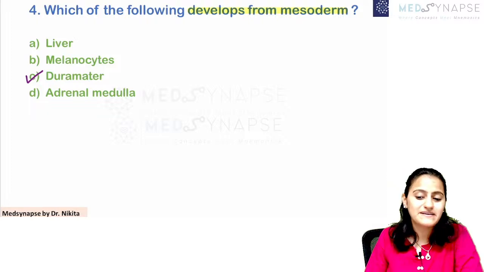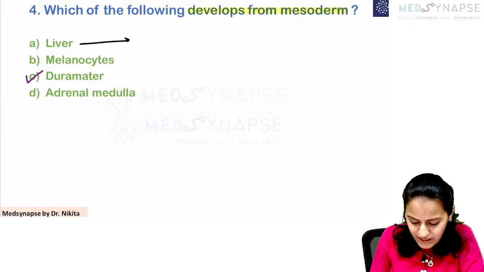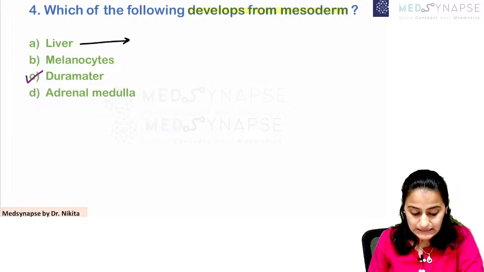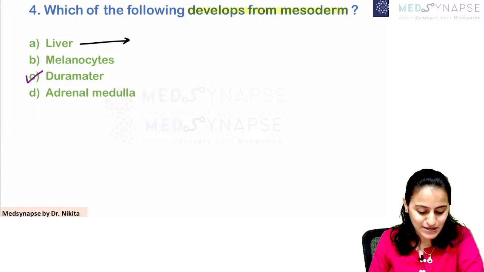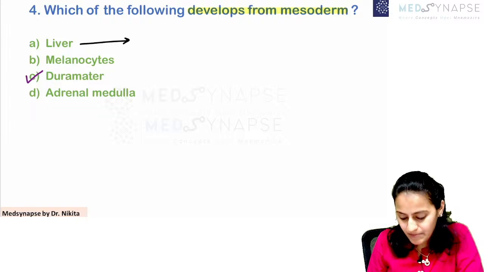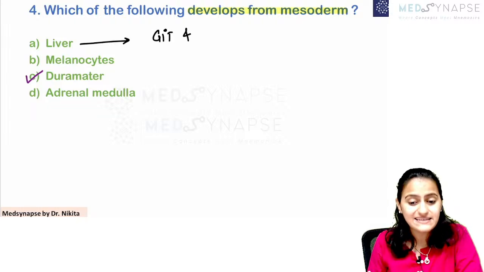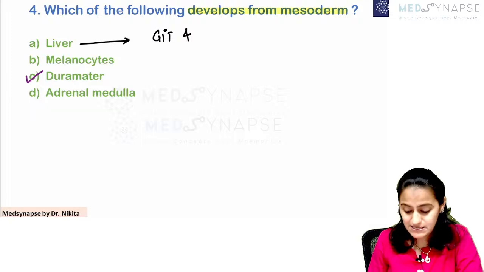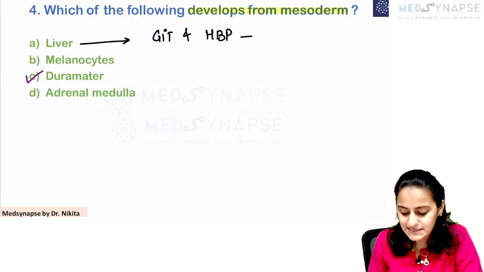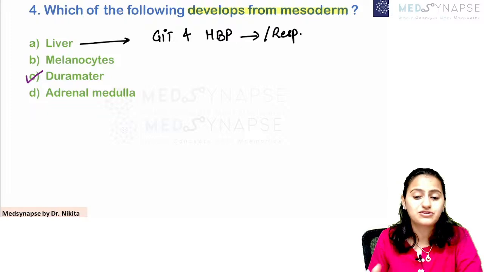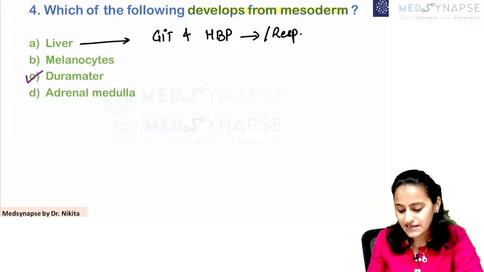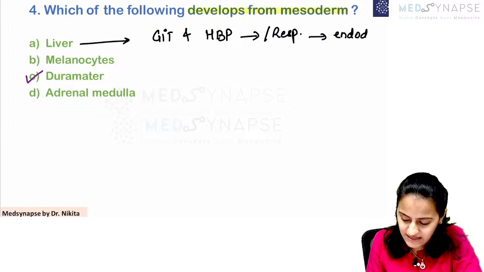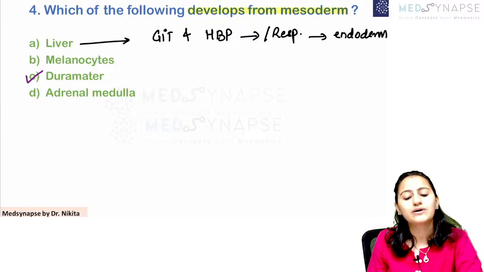Let us have a look at the various options here. Liver. What germ layer does liver develop from? Why are many of you answering adrenal medulla? It does not develop from mesoderm. Let's look at the various options. Liver. Remember that everything related to the GIT, and with the GIT which system do we study in medicine and surgery? The hepatobiliary pancreas system. So basically the GIT or the respiratory tract, the trachea and the esophagus, you know how they go together because they develop from the same germ layer, that is the endoderm.